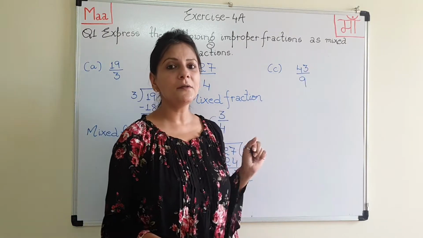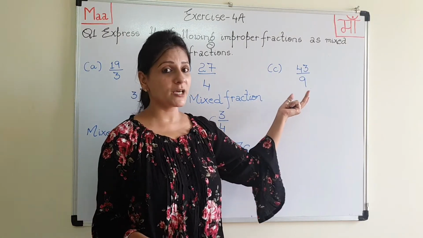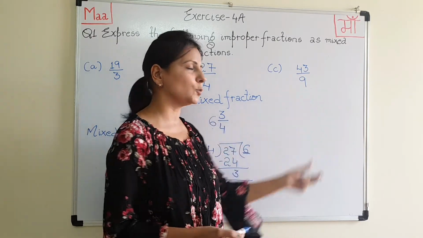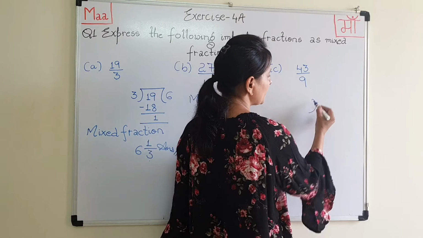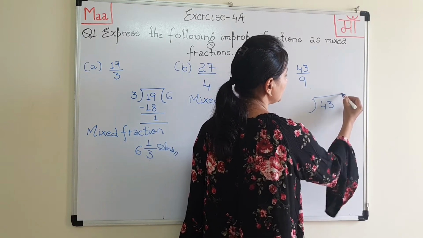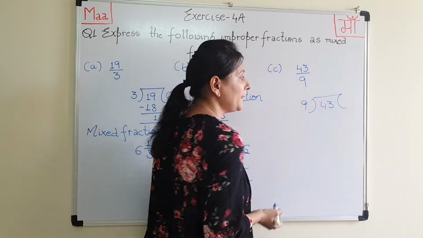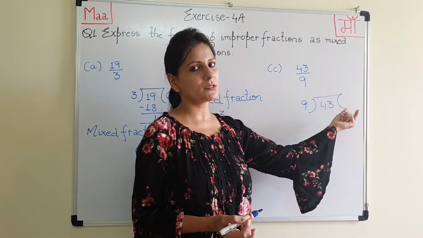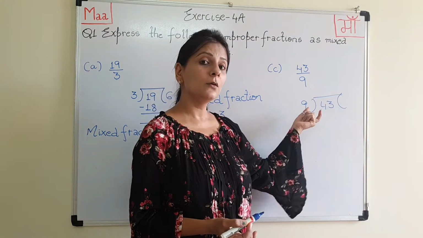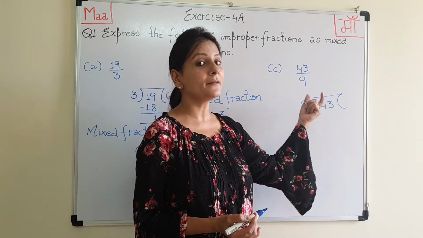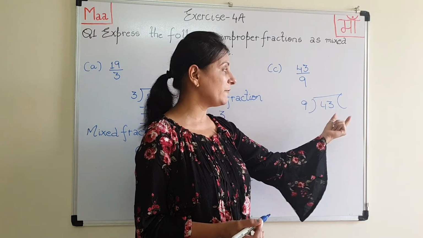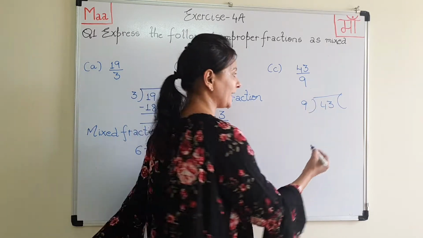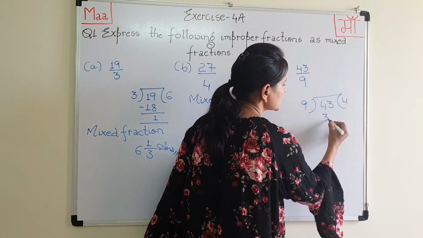It's 43 upon 9. Again, if you want to do directly, you can do it directly, or if you have confusion in doing it directly, then you can divide it to find the answer. Like 43, you will divide 43 by 9. So just search the number which is nearest to 43 in the table of 9. So 9 4s are 36 and 9 5s are 45. So 45 will be greater than 43. So what will we take? We will take 9 4s are 36.